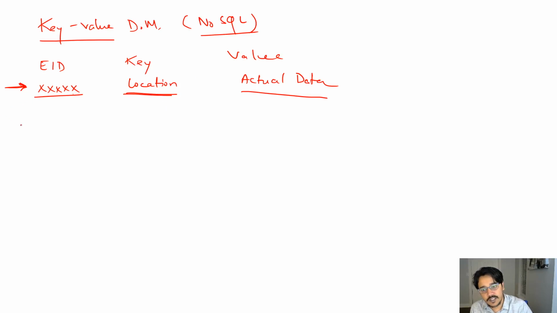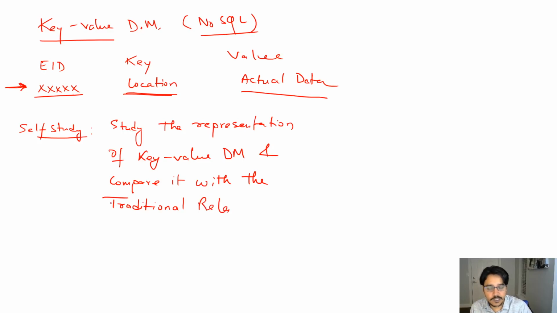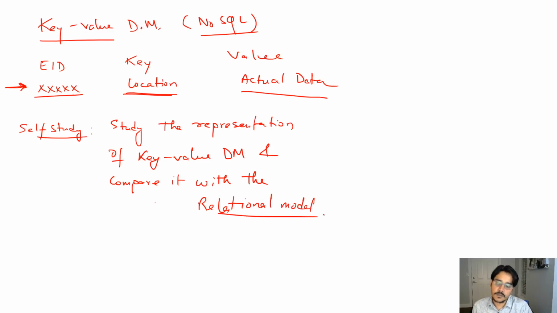Okay. So as a self-study assignment, study the representation of key value data model and compare it with the traditional relational, not the traditional relational, but kind of sounds a bit redundant, with the relational model. Okay. So try that out.